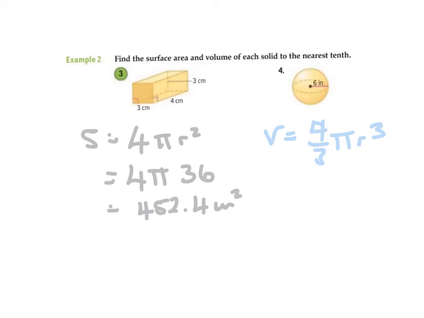Now let's have a look at the volume. The 4/3 stays the same, the pi stays the same, but this time we're going to do 6 cubed. And again, everything there is in a calculator. You can put that straight into your calculator, and that should give you 904.8, rounded up, and again this time it's inches but cubed.